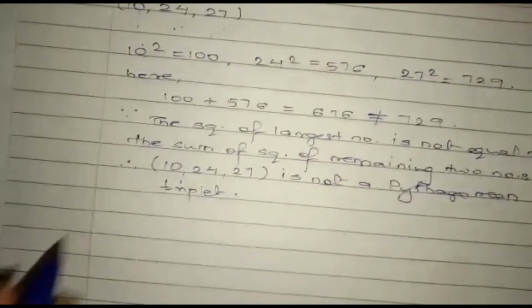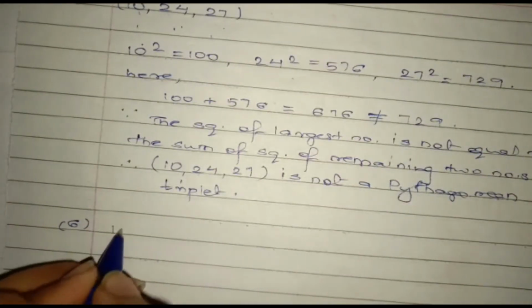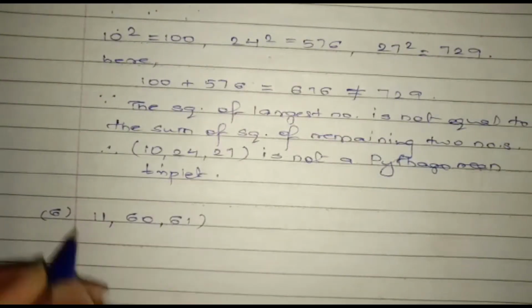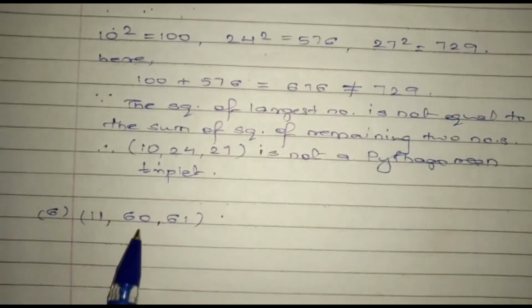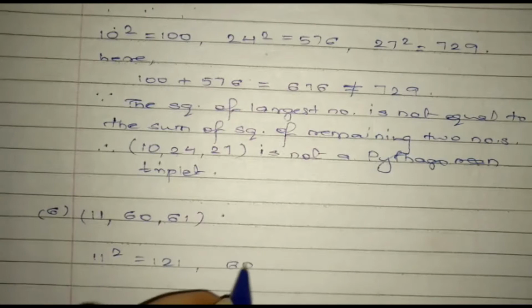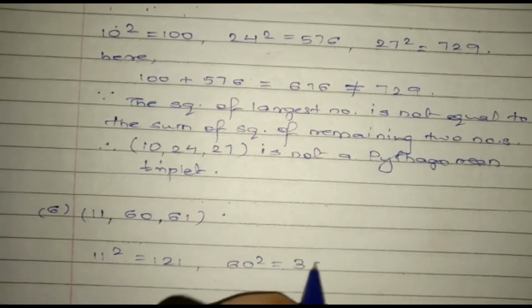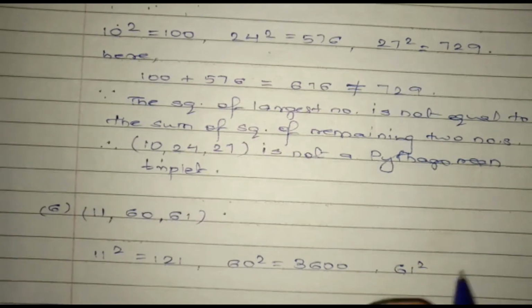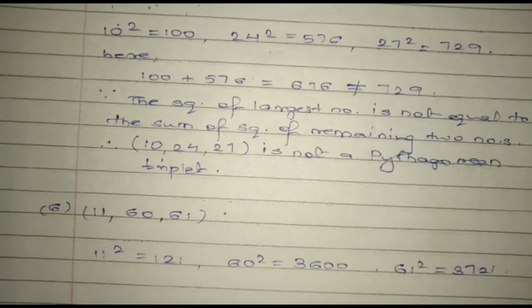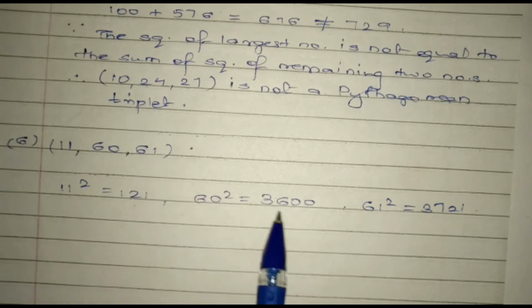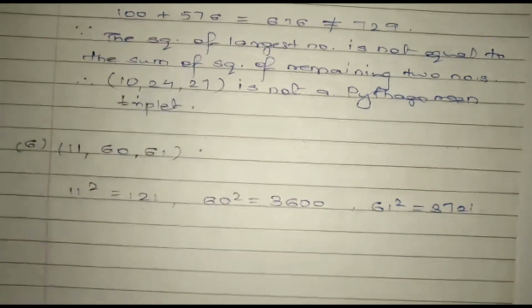Okay, now the sixth sum is 11, 60 and 61. So let us check whether 11 square plus 60 square is equal to 61 square. 11 square is equal to 121. 60 square is equal to 6 6s are 36, 3600, and 61 square is equal to 3721. Now let us check whether 121 plus 3600 is equal to 3721.